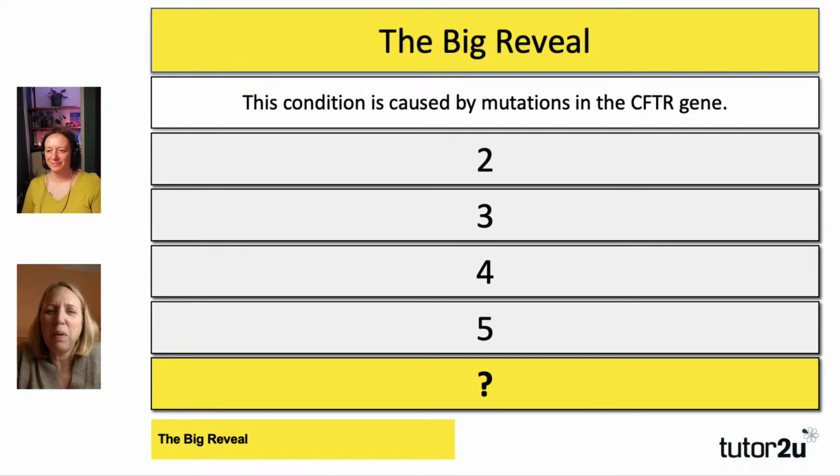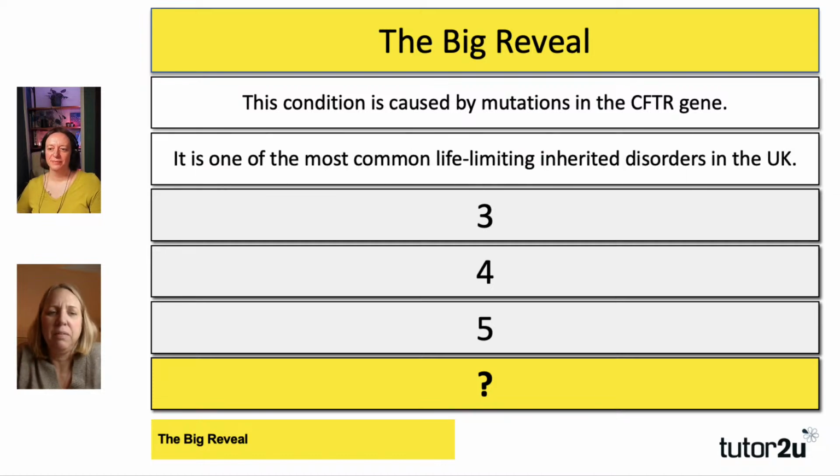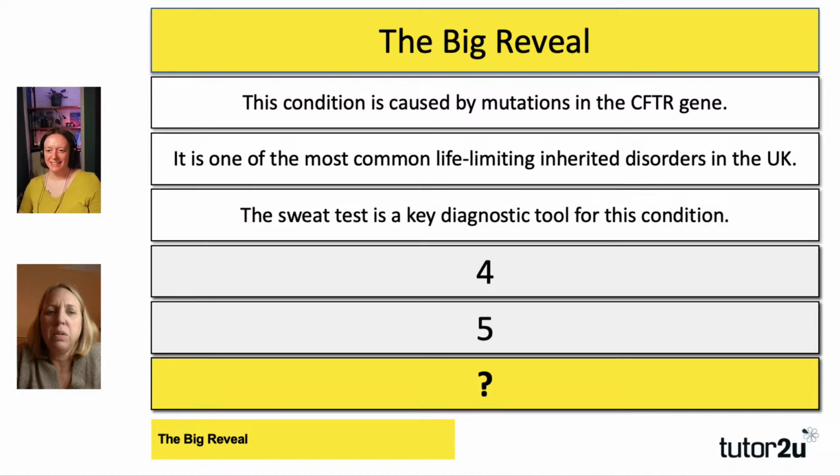So this condition is caused by mutations in the CFTR gene. Okay. It's one of the most common life-limiting inherited disorders in the UK. I think people are going to get this because they are doing very well with knowing their conditions. So. My life is straight in saying cystic fibrosis. Okay. I think they actually got that from the CFTR gene, so well done, my life. Yeah, that's brilliant. Let's have a little look. Princess Magic is saying Huntington's. One more clue. The sweat test is a key diagnostic tool for this condition.